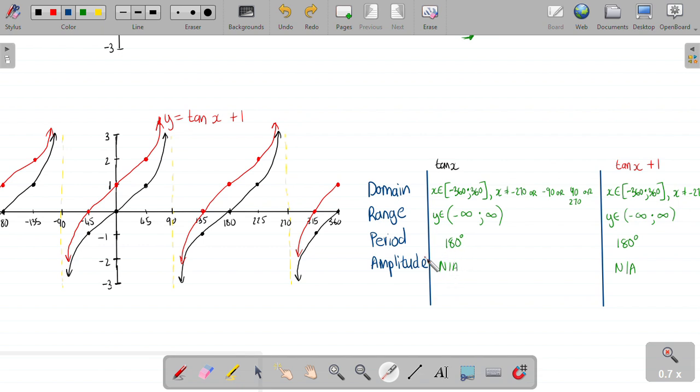And then with regards to the amplitude, amplitude is not applicable for both because it just continues to go upwards, so it doesn't really exist, if I can put it that way.